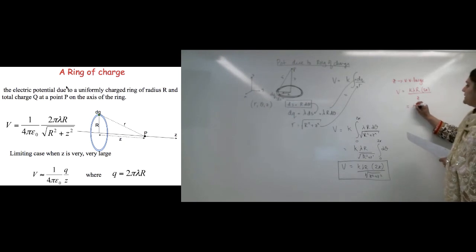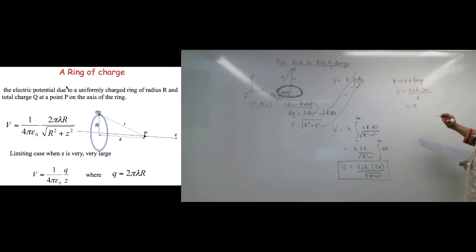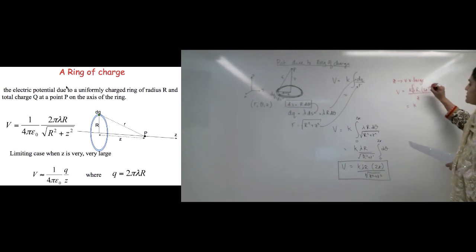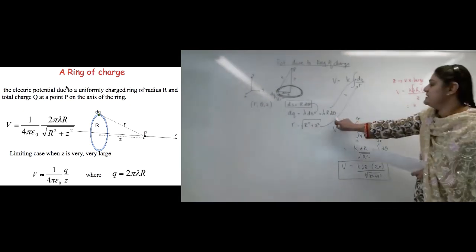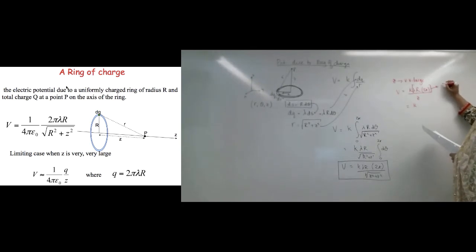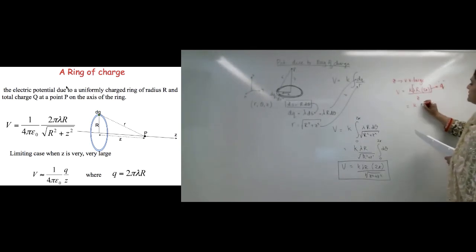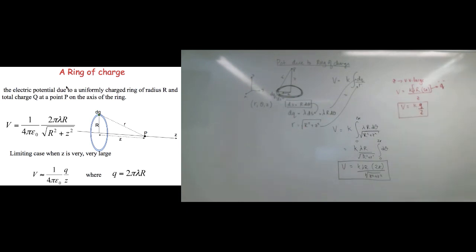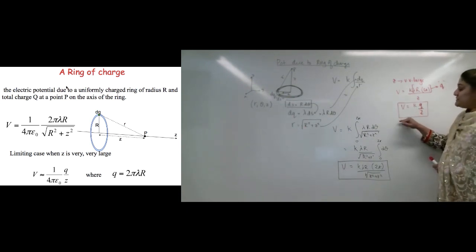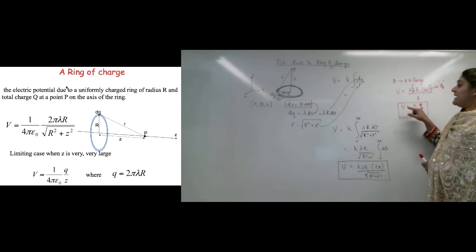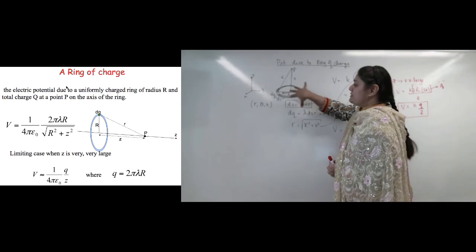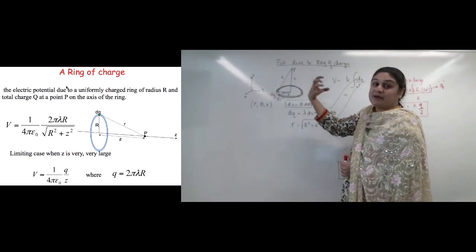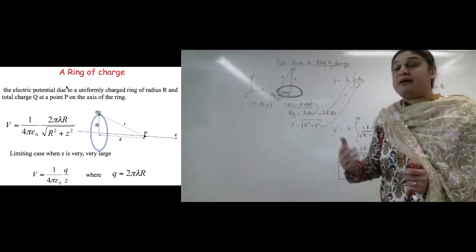Or k, and 2 pi r is the circumference. So this whole expression here is actually equal to lambda times 2 pi r, which is equal to q, the total q, over z. So what does this say? This basically says that if you are far away from any distribution, it basically appears like a point charge. It behaves like a point charge.